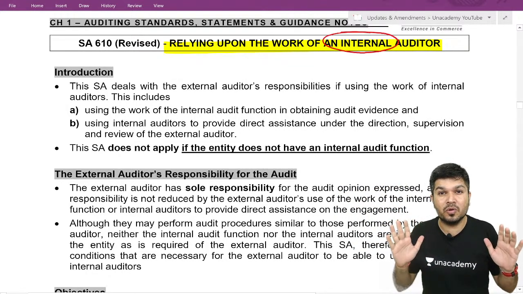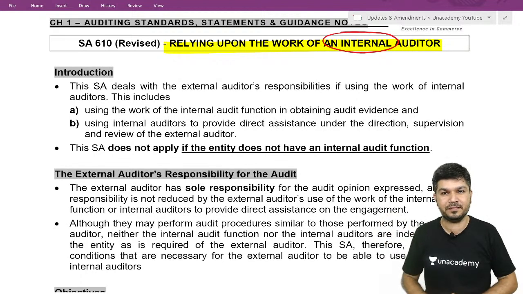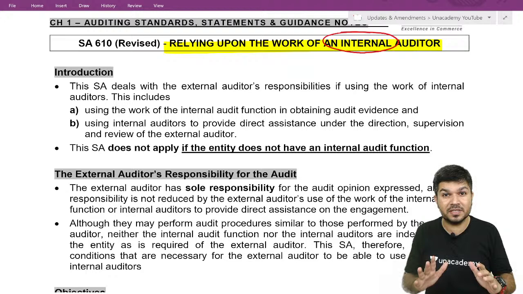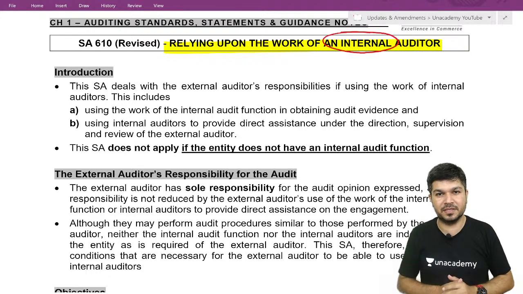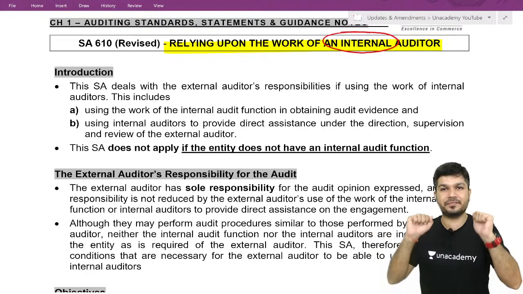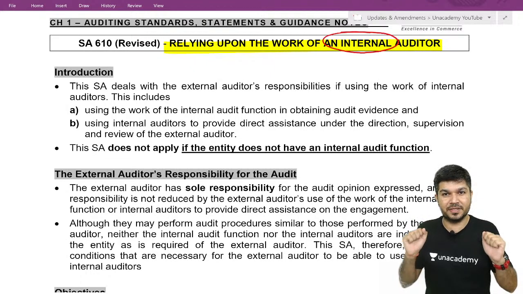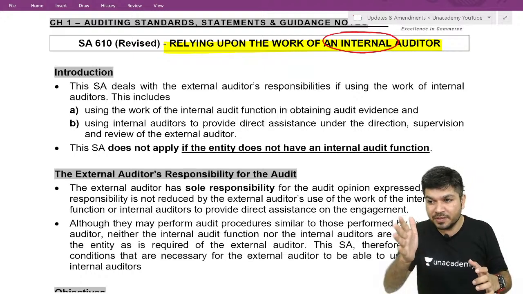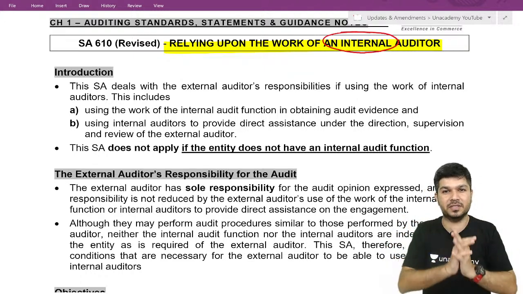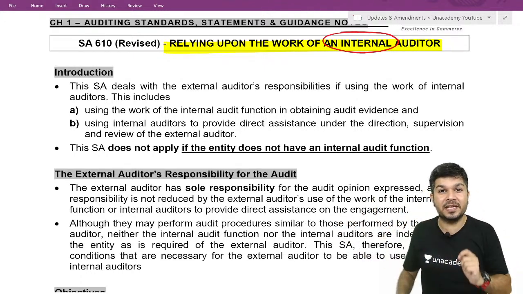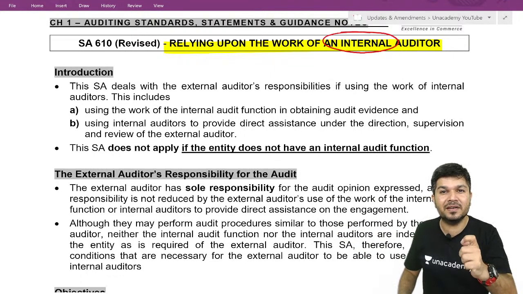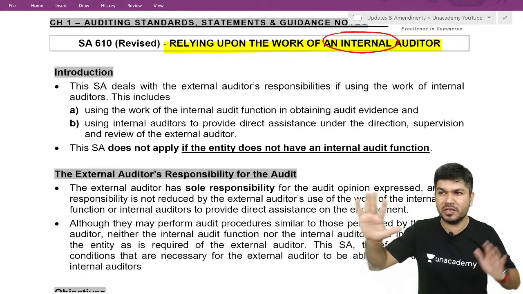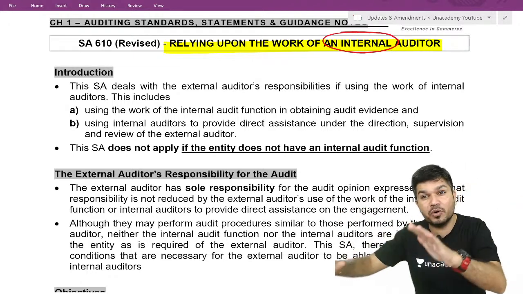Now, what is the role of the internal auditor? The internal auditor works for management. The internal auditor is appointed by the board of directors. He's working for management, and pay attention. What work he will do is decided mutually between the management and the internal auditor. So he is management's person, and he'll focus more on the internal controls of the company. Whether the internal controls of the company are proper or not, he'll be checking internal controls in much more detail.